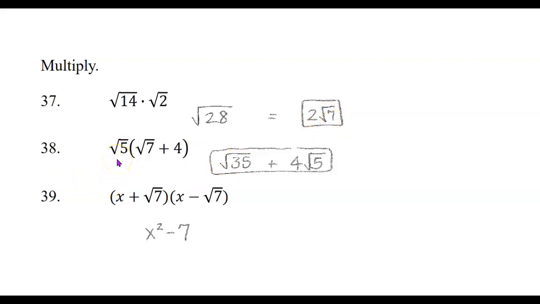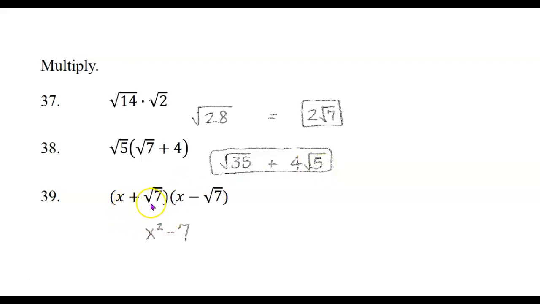Number 38, the square root of 5 times, in parentheses, square root of 7 plus 4. So we're using the distributive law here, and we're taking root 5 times root 7 to get root 35, and then root 5 times 4, and the 4 and the 5 do not get multiplied because one of them is under a square root sign and the other one is not. So this just stays as the number 4 times the square root of 5.